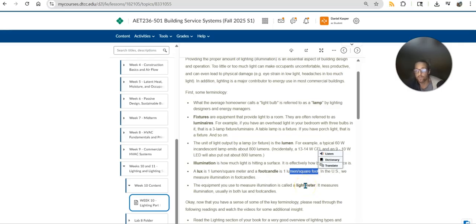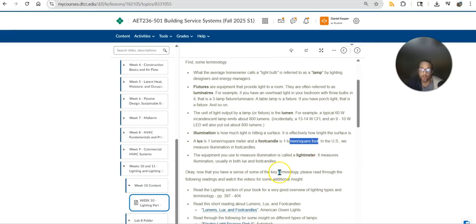Foot candles, excuse me, are really common. That's how you determine if the surface is bright enough. And we have a really cool piece of equipment called a light meter that we will use in lab this week that tells you how bright the surface is, at any point. So it's very important because there are codes and there are standards for how much illumination is in a room.